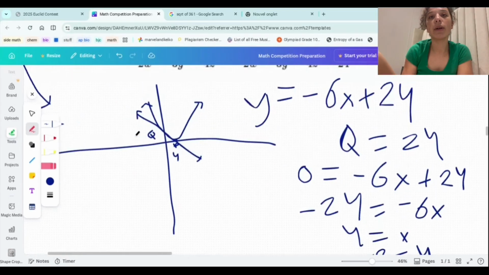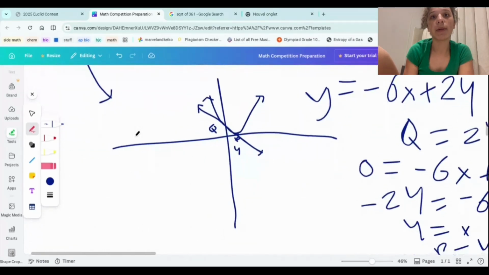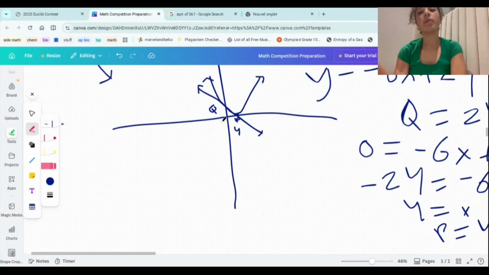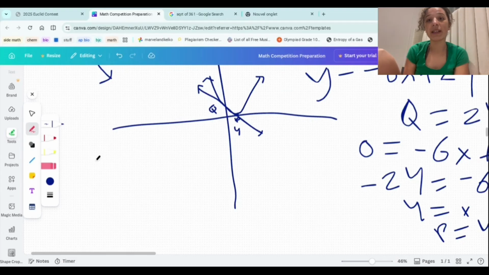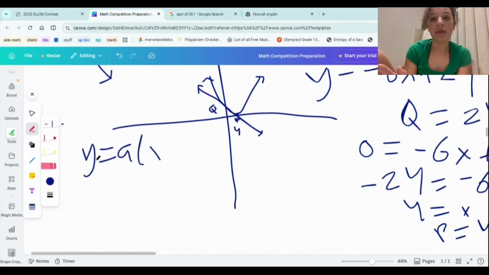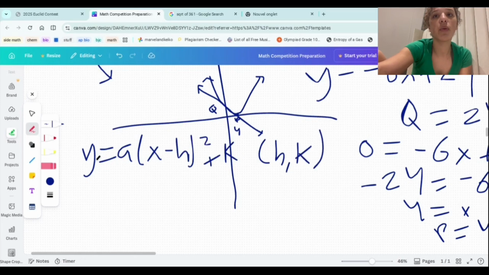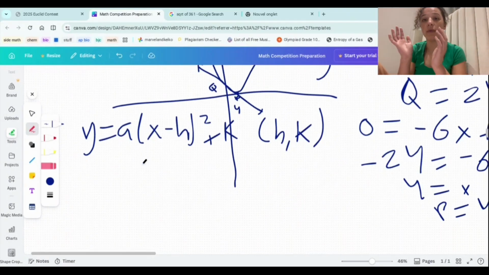Okay, so what does this tell me about my parabola, who I'm trying to find the equation for? Well, because the parabola only crosses the x-axis at one point, I know that that has to be its vertex, right? So vertex form of a parabola is y equals a(x minus h) squared plus k, where h and k are the coordinates of the vertex.